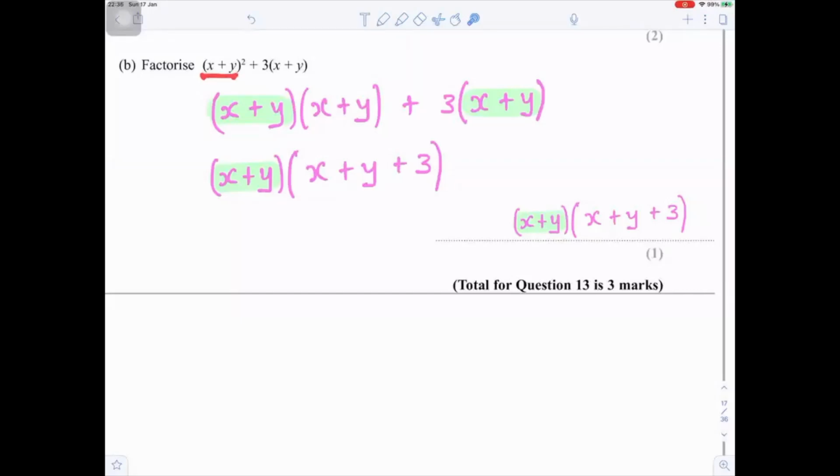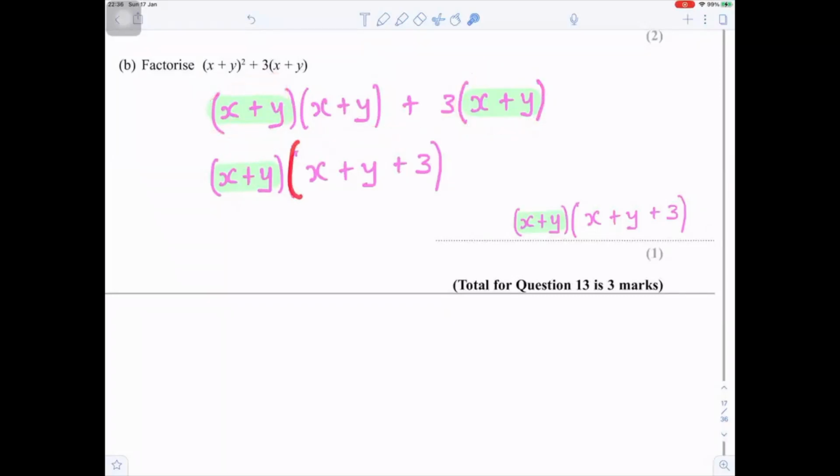Factorize (x plus y) squared plus 3 bracket x plus y. So we can write (x plus y) squared. There's 2 of them, so write it twice. (x plus y) times (x plus y) plus 3 bracket x plus y. We look on the left term and on the right term. We see that x plus y is common. I've colored it in this green. X plus y is found in both of them. So we take x plus y out of the bracket.